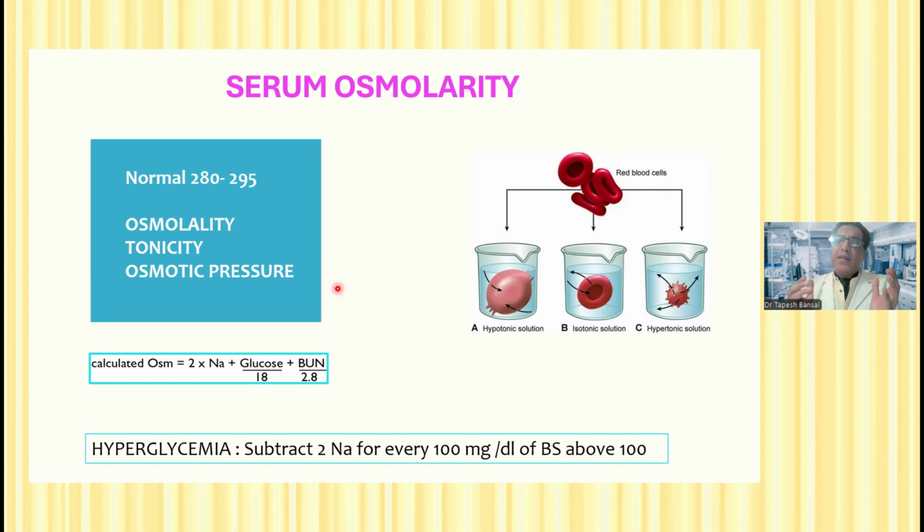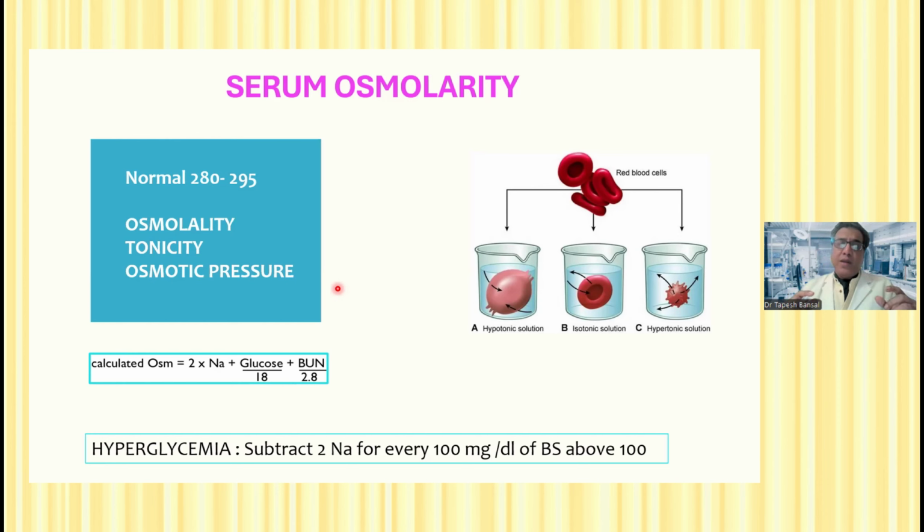Osmolarity is osmoles per liter of plasma, right? And osmolality is osmoles per kilogram of plasma. For plasma, osmolarity and osmolality are by and large the same. And tonicity is the effective osmotic pressure that is exerted by the fluid. Tonicity is the real determinant of osmotic pressure.